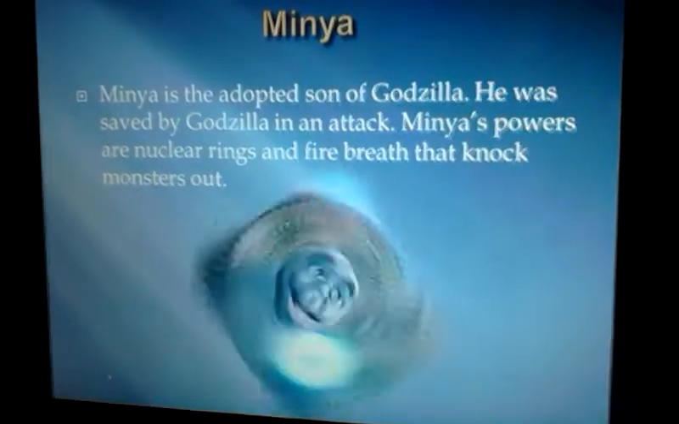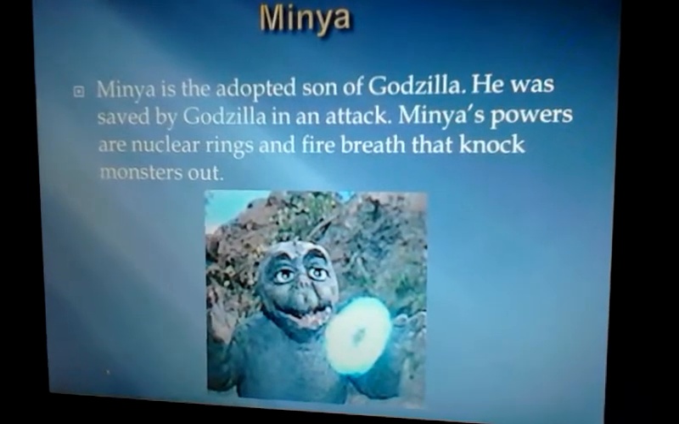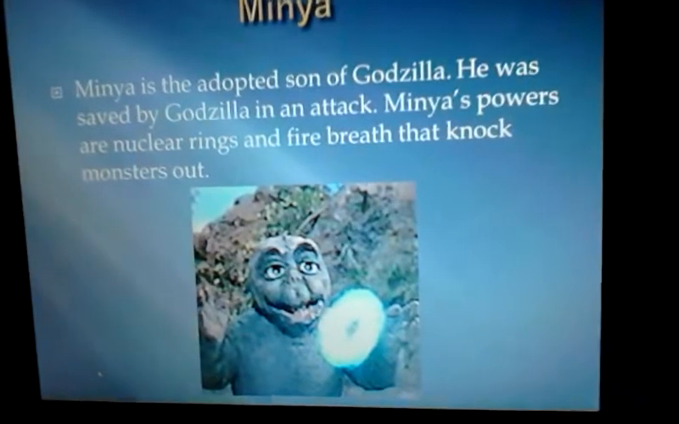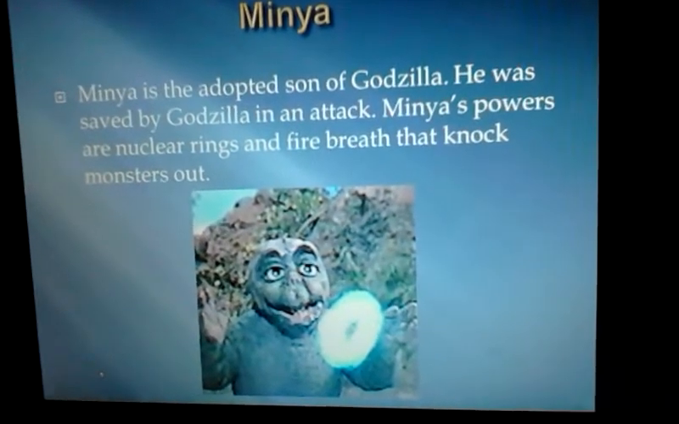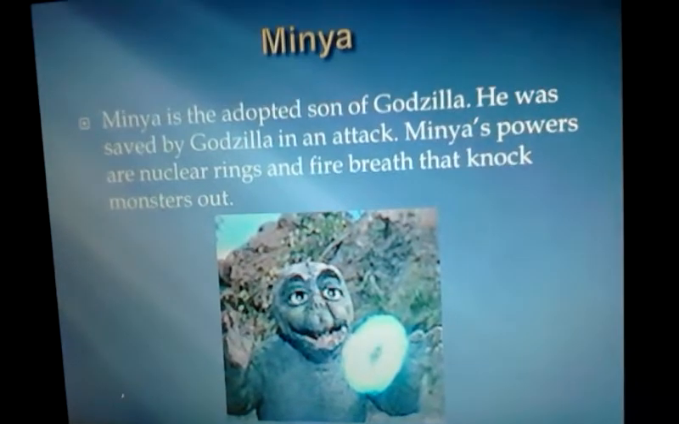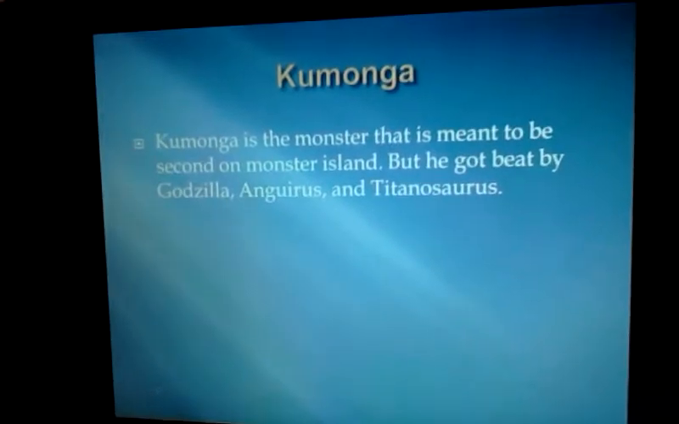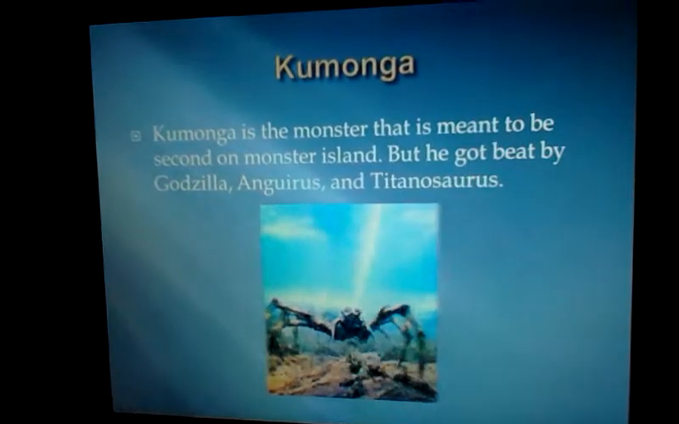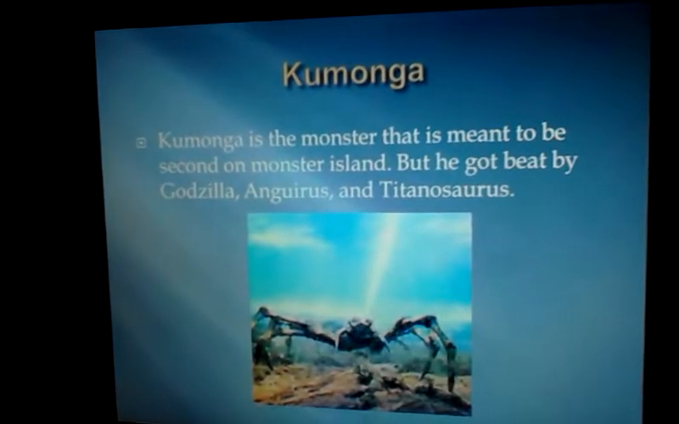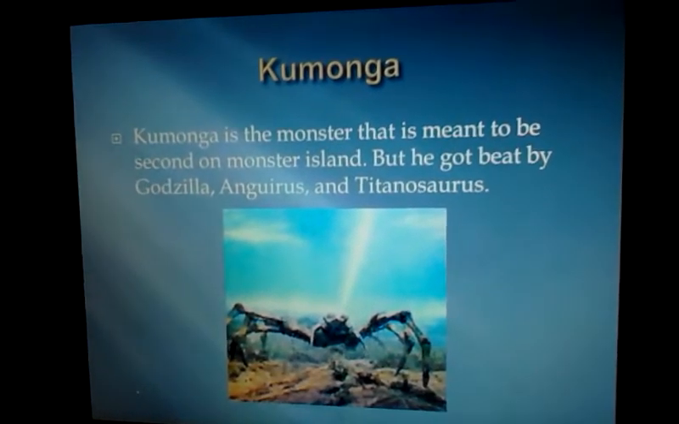So Minya is Godzilla's adopted son, and he can do nuclear rings that go around his opponent's head to knock them out. But he can also do fire breath, but he's still too young to do it on his own. And Kumonga is just a giant tarantula or spider that can shoot really strong silk. And that animation, I think it's called Swivel.